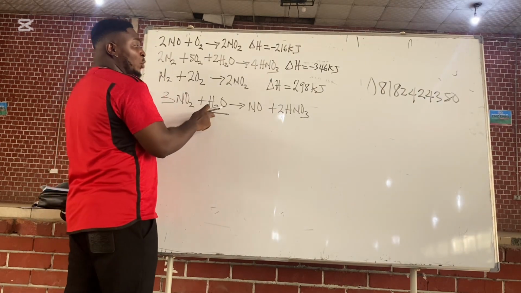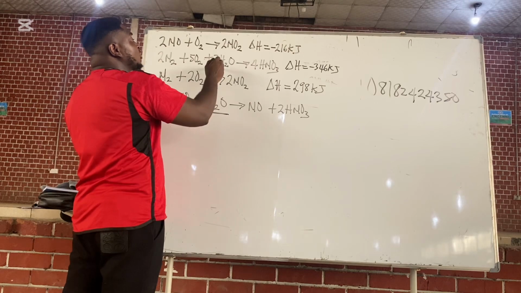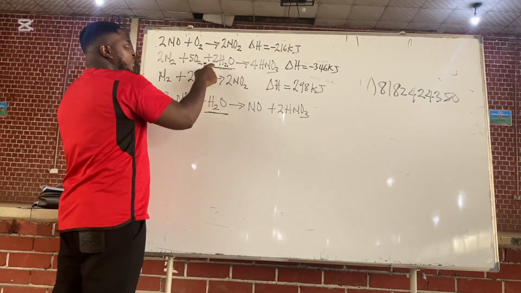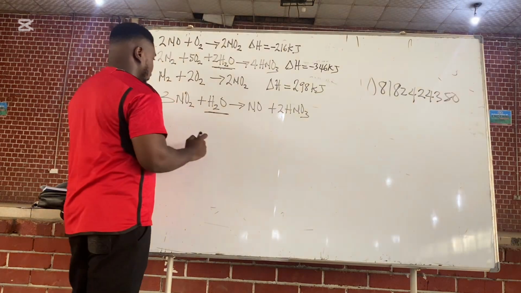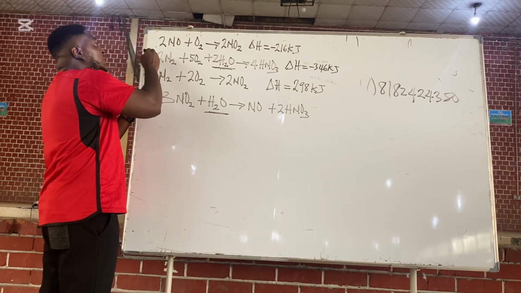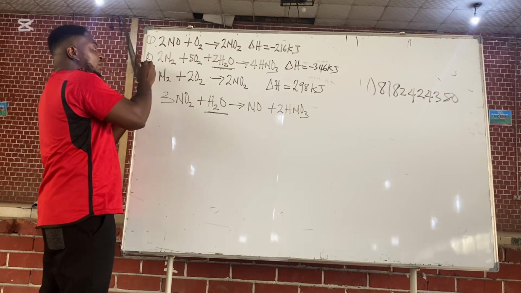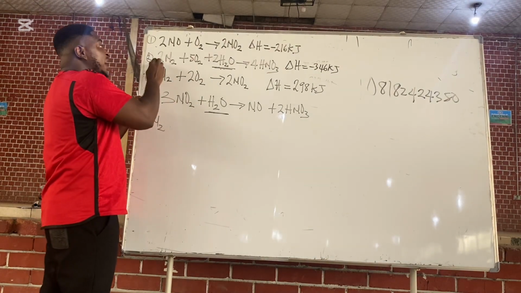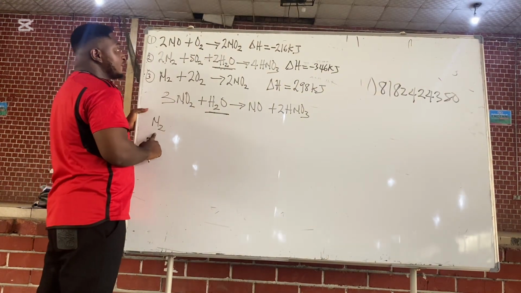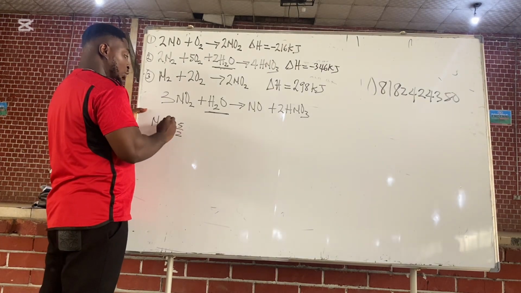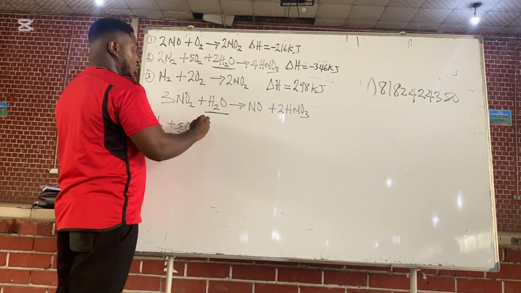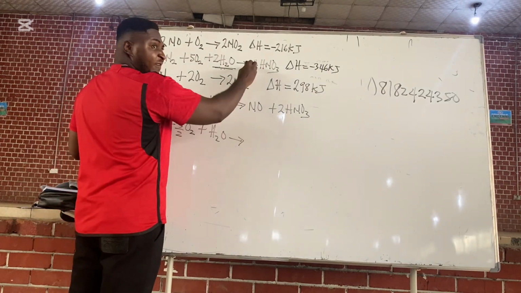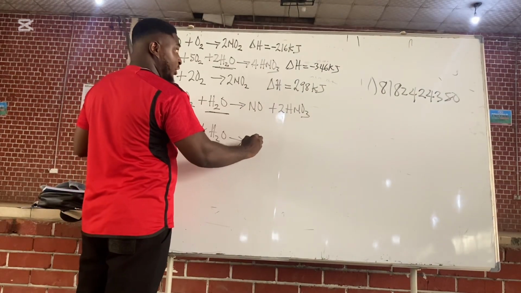We have the two occurring ones here, you see it? But here it's occurring once. How can I make this occur once here? Divide all through by 2. So we're going to divide equation 2 by 2. This is equation 1, equation 2, and equation 3, right? Equation 2 divided all through by 2 will now become N2, because 2 divided by 2 leaves N2, plus 5 over 2 O, plus 2 divided by 2 H2, 4 divided by 2, 2HNO.